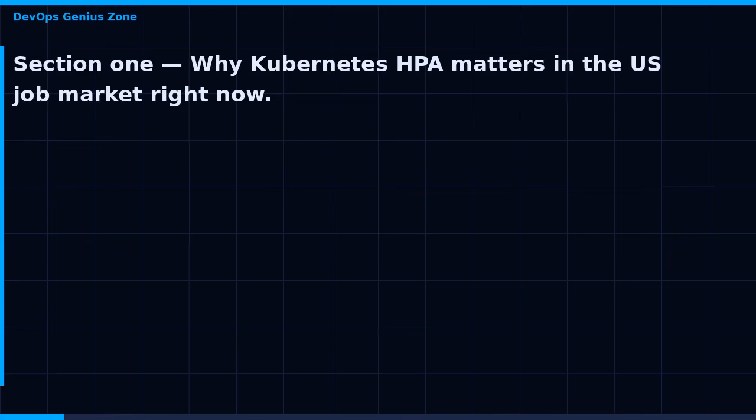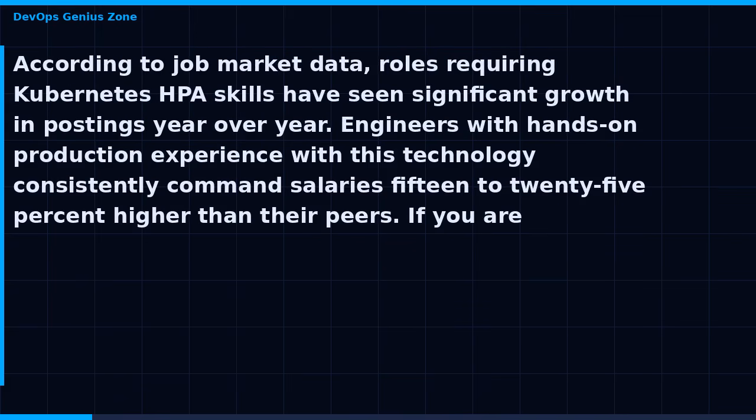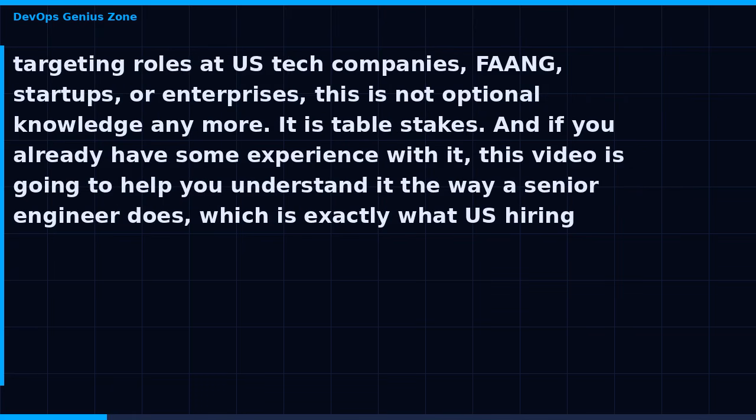Section 1: Why Kubernetes HPA matters in the US job market right now. Kubernetes is the container orchestration platform running at virtually every major US tech company. CKA and CKAD certifications are among the highest paying in the DevOps field. According to job market data, roles requiring Kubernetes HPA skills have seen significant growth in postings year over year. Engineers with hands-on production experience with this technology consistently command salaries 15 to 25% higher than their peers.